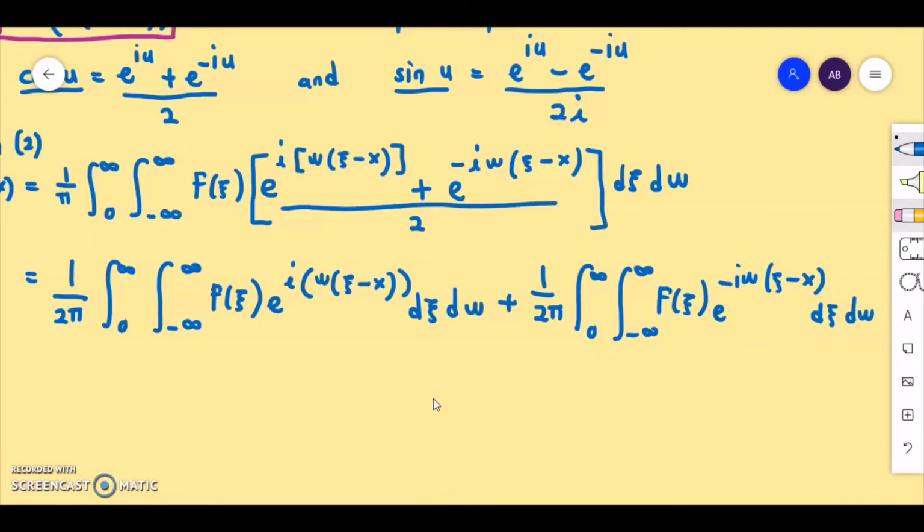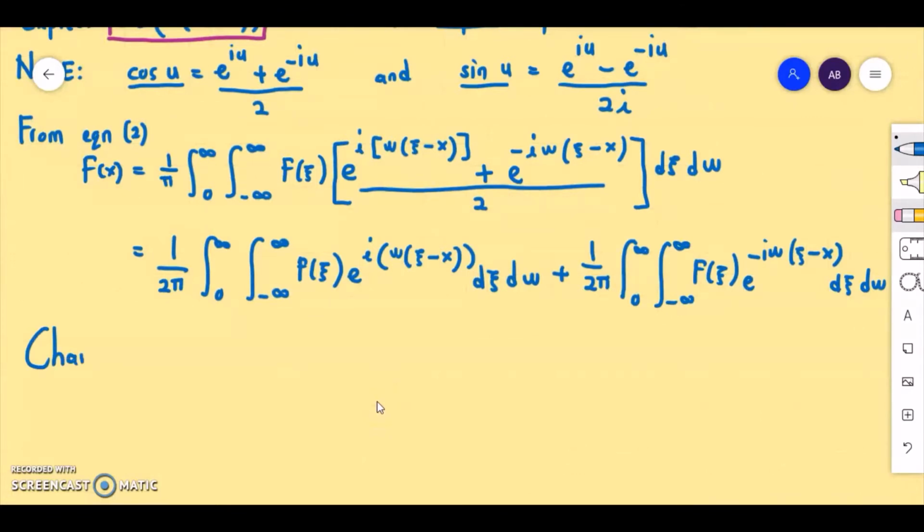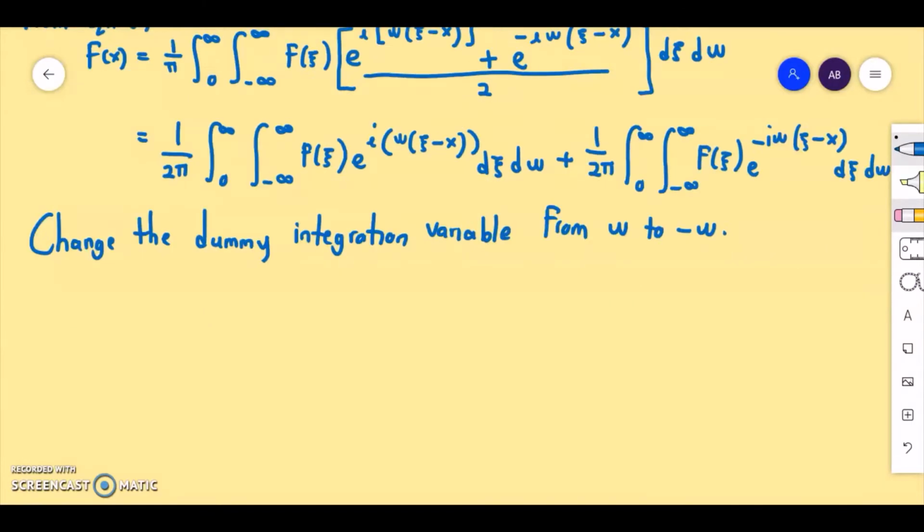There are terms that we can combine. To combine the next two terms on the right hand side, we want to change the dummy integration variable from ω to negative ω. Let me just write it down: change the dummy integration variable from ω to negative ω. When we change the variable from ω to negative ω for this part, this integral will change sign.